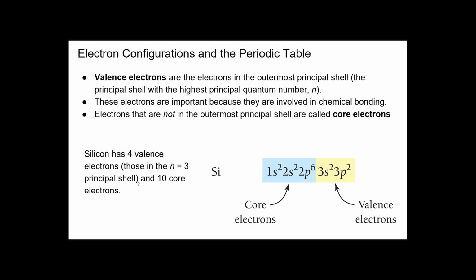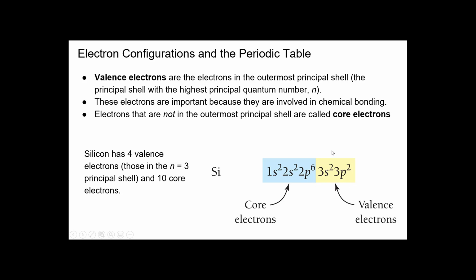Okay, so electron configurations in the periodic table. Now there's one more thing I have to cover here. We have a whole bunch of electrons, but some are more special than others. We have valence electrons and we have core electrons. The valence electrons are what make chemistry chemistry. The core electrons, they're just there. Valence electrons are electrons in the outermost principal shell, the principal shell with the highest principal quantum number. So when we look at this, this is a 3, this is a 3. So this level here is our valence electrons, and everything before it is not.